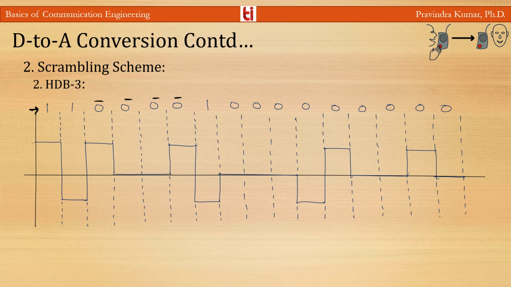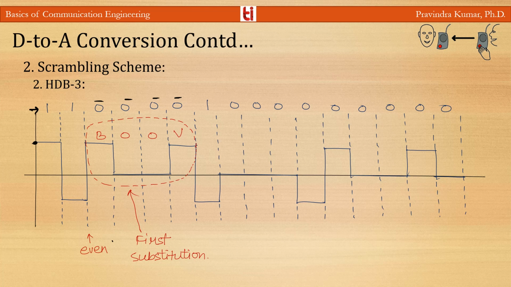And here you can see, the previous pulse is positive, this pulse is positive, and the number of bipolar pulses, the number of ones up to this point, is 2. So here we will replace this, because these are even, and according to the rule it is replaced with plus 0 0 plus. So this is plus 0 0 plus, B 0 0 B.